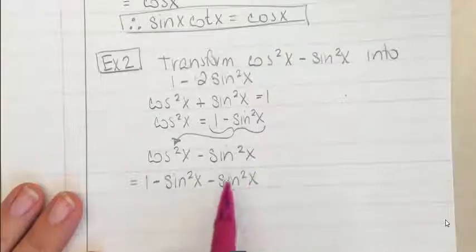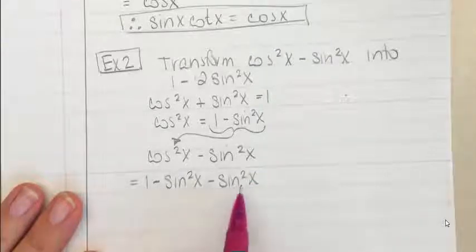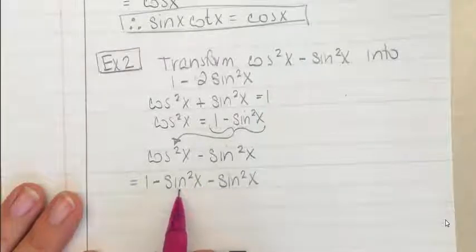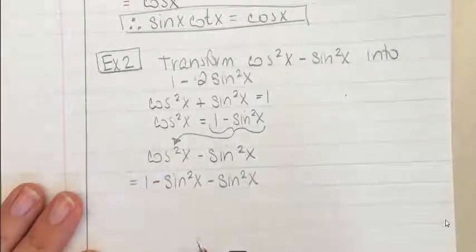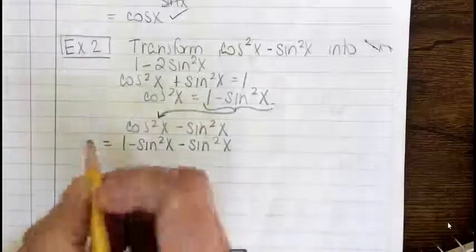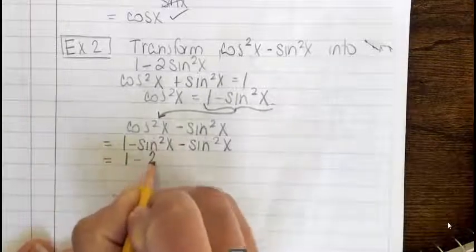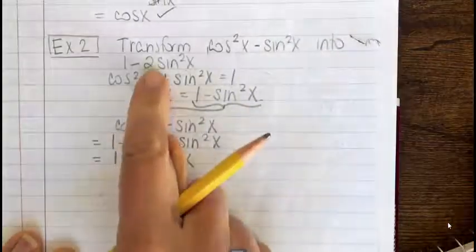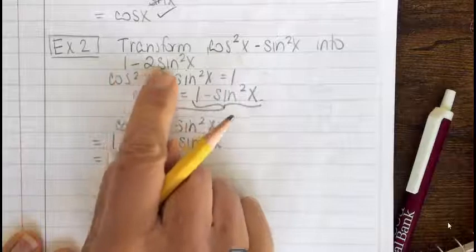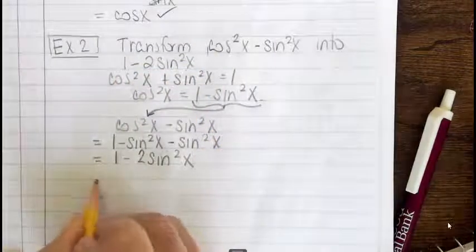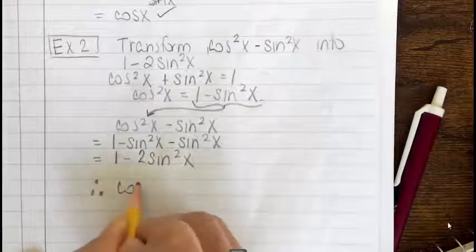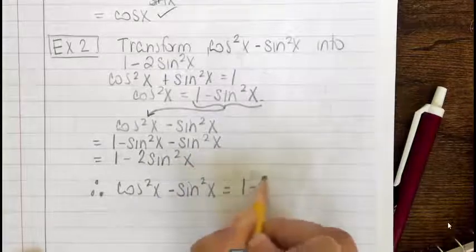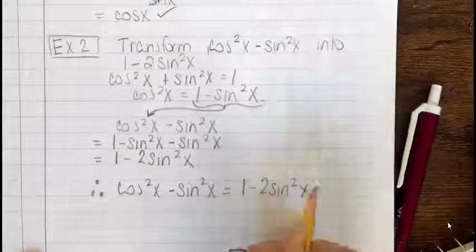And just think of these as like x's, right? If I were subtracting an x and subtracting another x, those are like terms. I can combine them to subtract 2 x's. Well, I'm subtracting a sine squared x and another sine squared x, so I'm subtracting 2 sine squared x's. So this becomes 1 minus 2 sine squared x, which is exactly what you're trying to transform it into. Therefore, we know that cosine squared x minus sine squared x does in fact equal 1 minus 2 sine squared x.